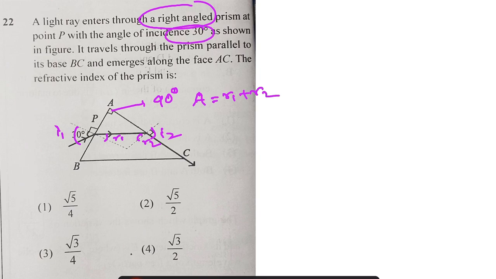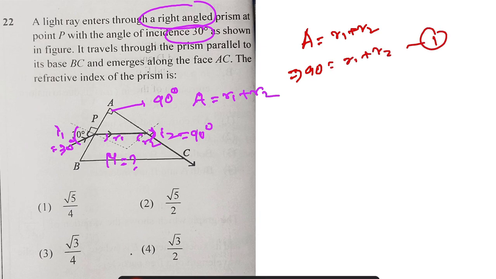The angle of incidence is 30 degree, that is I1 equal to 30 degree. And it travels through the prism parallel to the base and emerges from the face AC perpendicularly, that is I2 is equal to 90 degree. So the refractive index of the prism is what? This is a little bit difficult question because the calculation is like this: A is equal to R1 plus R2, so 90 degree is equal to R1 plus R2.